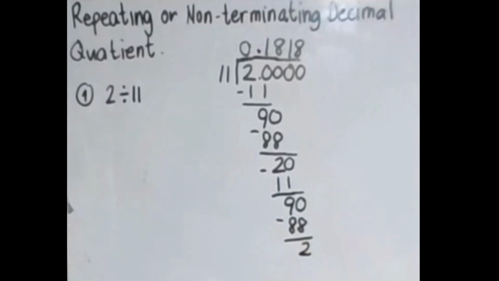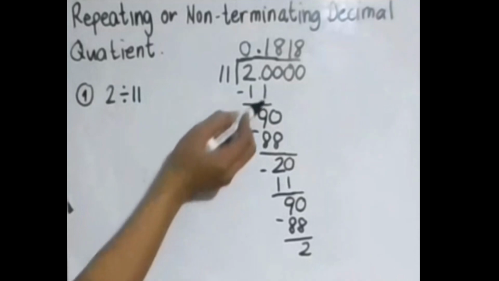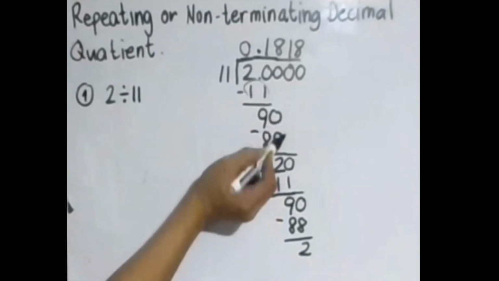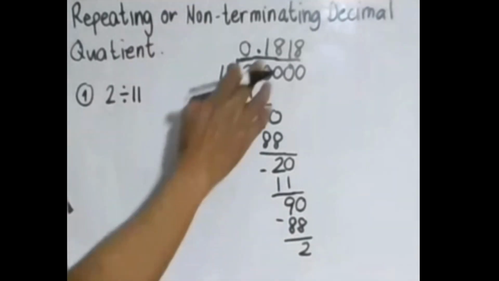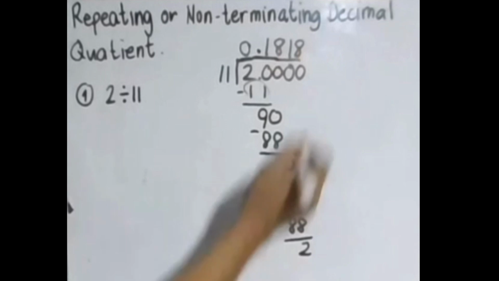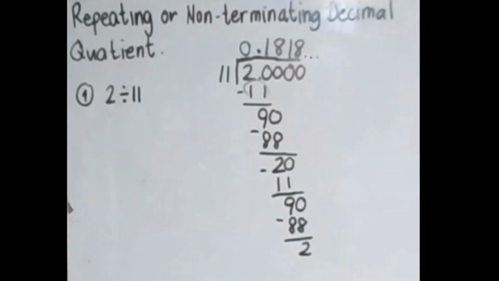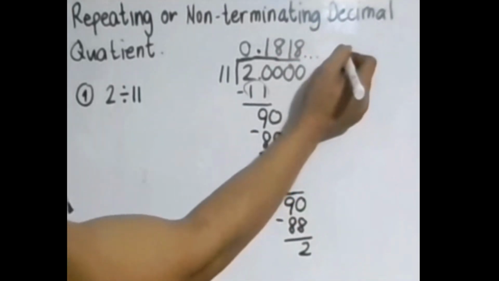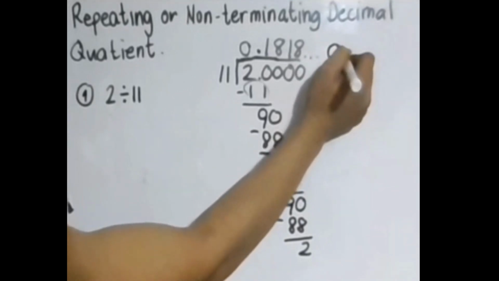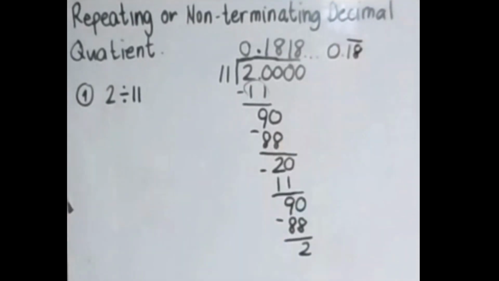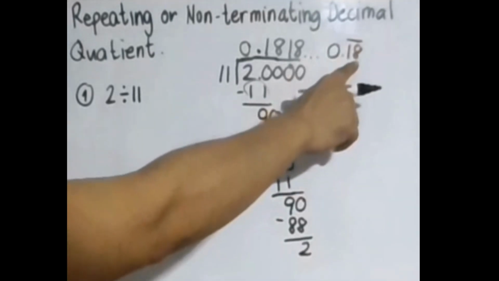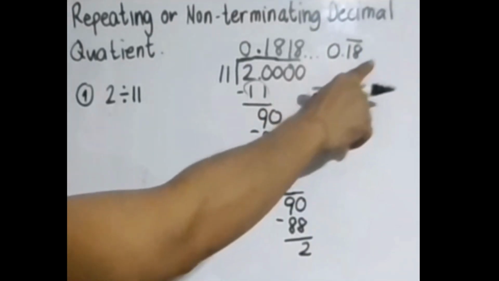Kung mapapansin nyo ang ating equation, meron nang nauulit-ulit. Di ba? Ano-ano yun? Yung 11, di ba? Tsaka yung 90, tapos 11 ulit 90. So, ibig sabihin, kung itutuloy natin itong pag-divide natin, ang lalabas lang ay 181818. So, instead of doing that, ang isusulat na lang natin ay 0.18 with a bar. Ang ibig sabihin ng bar na yun, yung 1 at saka 8 ay paulit-ulit lang.